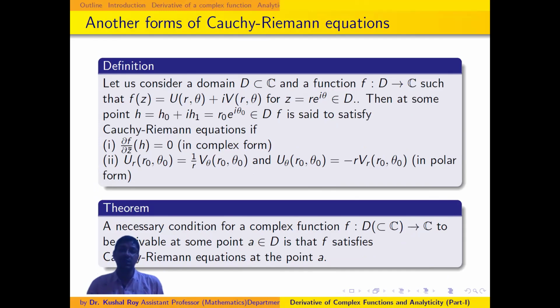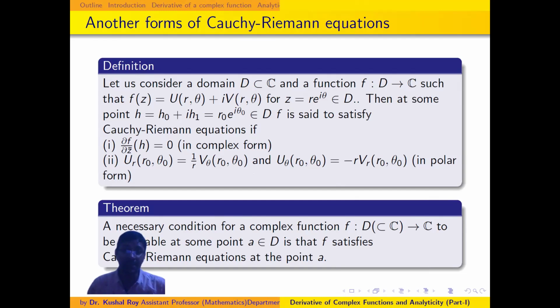So, another form of Cauchy-Riemann equations. Let us consider a domain D and a function f defined as u plus iv, where z is in polar form. That means z equals r e to the power i theta. So r is the modulus of z and theta is the argument. In that case, a point h, which is h0 plus i h1 with polar form r0 e to the power i theta0, is said to satisfy Cauchy-Riemann equations if del f by del z bar at h equals 0.